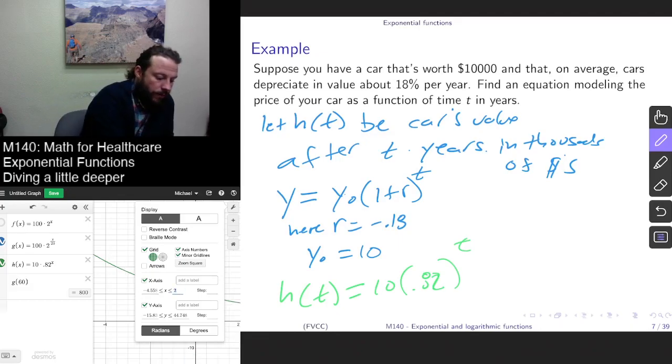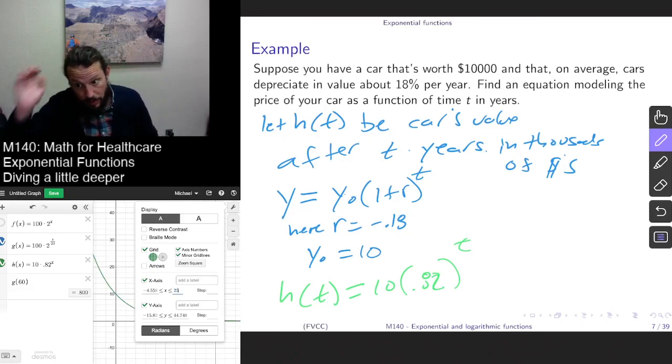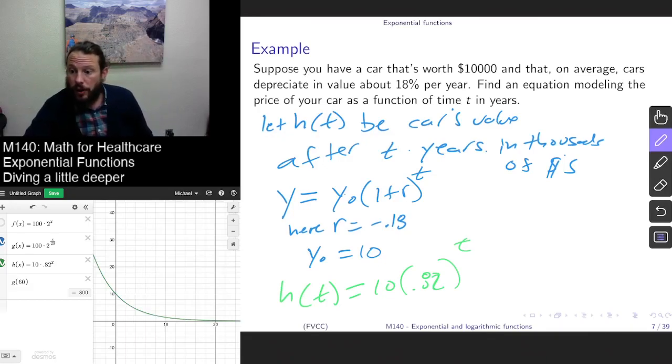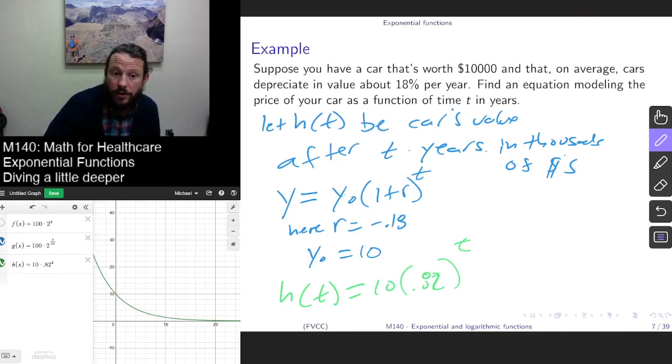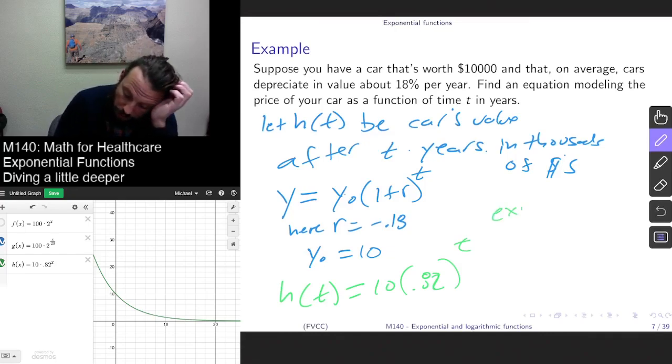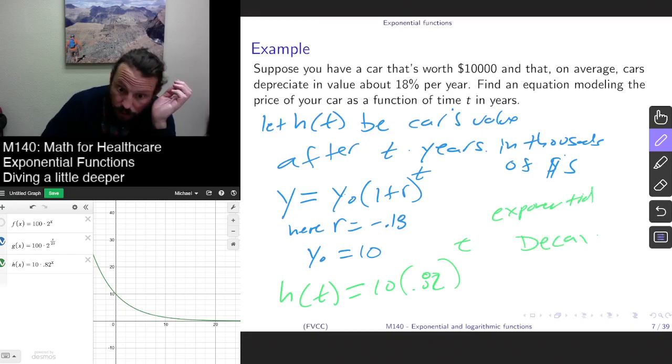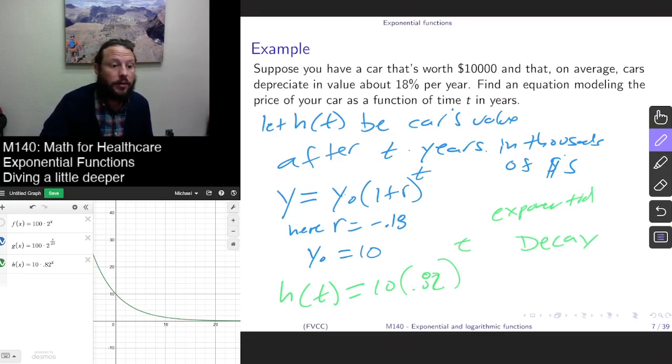Let's go 25 years out. See, it's getting real close to zero after 20 years, but it's never going to get less than zero. In fact, it never hits zero. Notice now, this is a decreasing function, and this is called exponential decay.